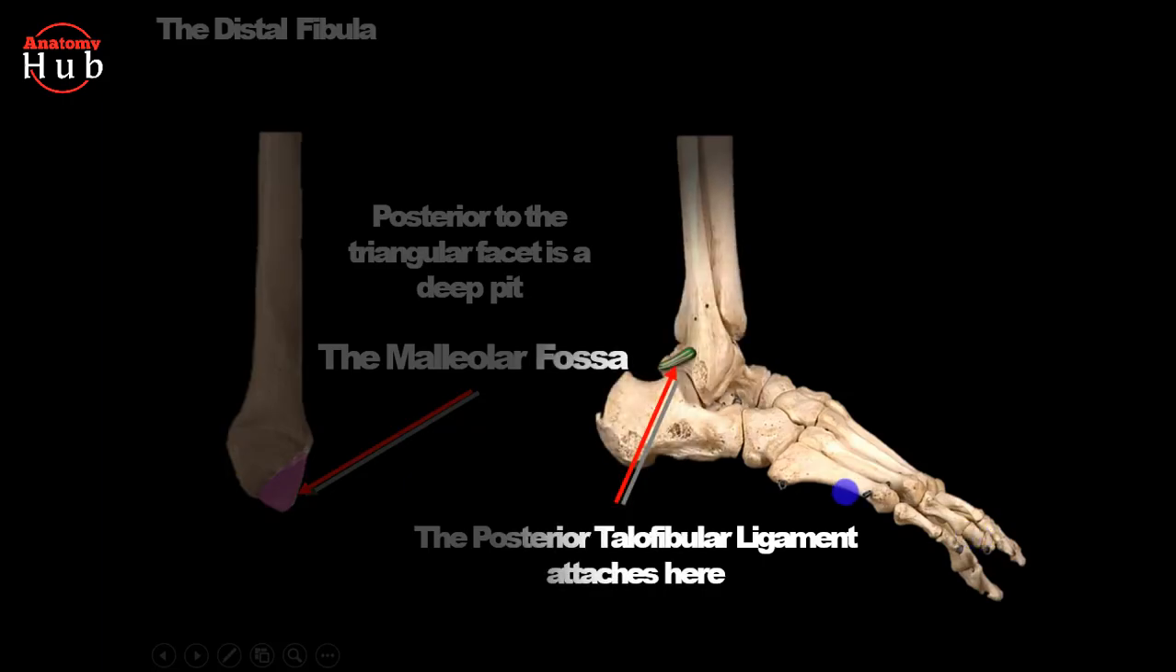For the muscle attachments, please refer to my previous video about the osteology of the tibia. There I have covered the muscles of both the tibia and the fibula. That's why here we have discussed only the bony features of the fibula. Hope you understood.